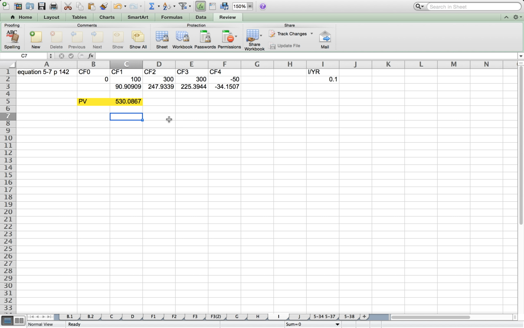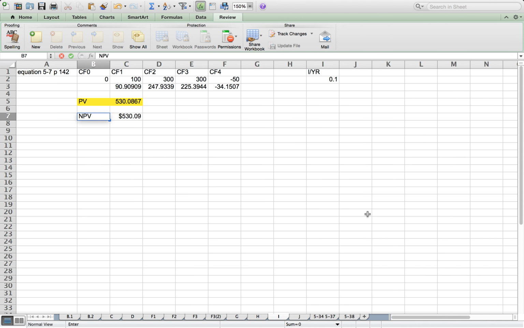An alternative way to do this is to write in equals NPV, parentheses, grab your rate, 10%, and then grab your values, 100, 300, 300, negative 50. As you can see, you get the same answer. This is going to be tricky though. I don't always suggest using this NPV function yet because we're going to be utilizing it in chapter 8 in a different way. So it might be somewhat confusing at that point, but it does make this type of problem a lot simpler. So something you can consider. Again, that's the NPV function, equals NPV.